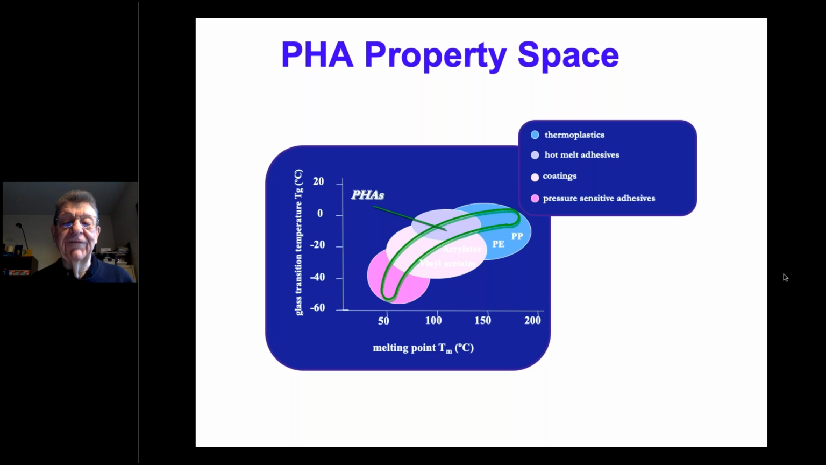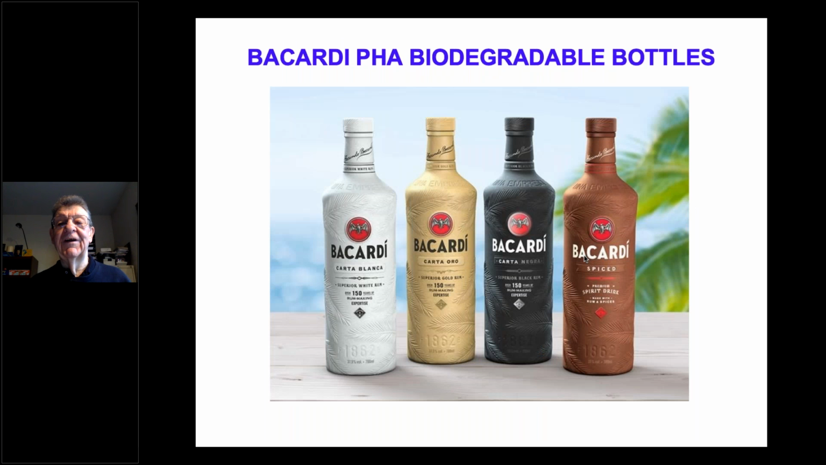PHAs, as I said, are a whole family of products, and their properties go from pressure-sensitive adhesive type polymers all the way up to polyethylene and polypropylene, high density polyethylene and polypropylene. Here's an example: Danimer is working with Nestle and with PepsiCo, and now they've just started working with Bacardi to make biodegradable blow molded bottles.